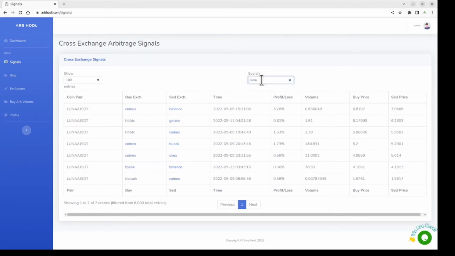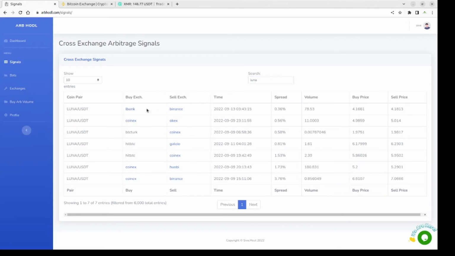So now, crafting our strategy. This is an opportunity to be creative. In my case, I look at what I am already holding, which in this case is Luna and USDT. So I look at what pair of exchanges I already trust that have seen arbitrage opportunities on this cross-exchange signals table. So I search for Luna in the search field. Then the table shows me only Luna coin pairs.